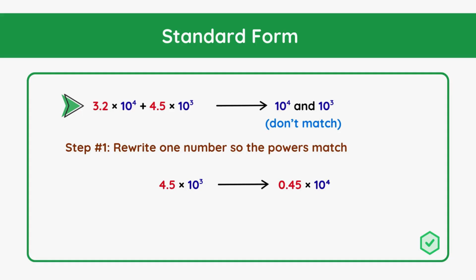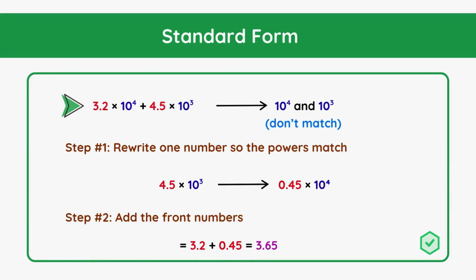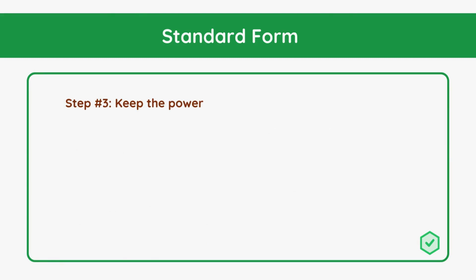Now the powers match, so add the front numbers. 3.2 plus 0.45 is 3.65. Keep the power of 4. So the answer is 3.65 times 10 to the power of 4.